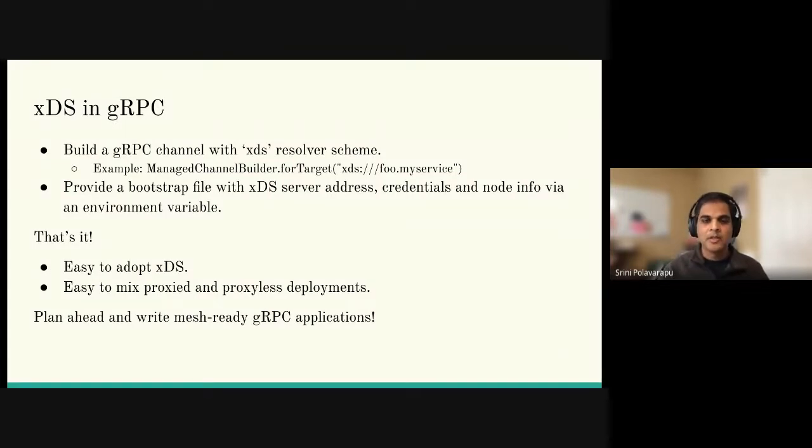So this makes it very easy to migrate to proxyless service mesh slowly. So for example, if you want a feature that is not available in proxyless gRPC today, you could continue to use a sidecar proxy to access those services that require those features.